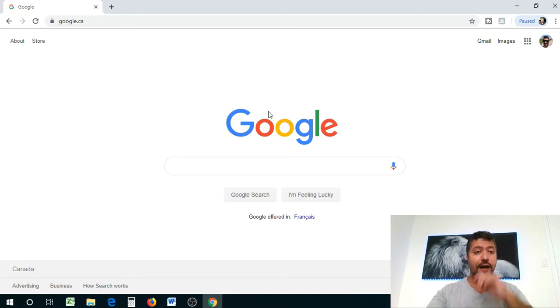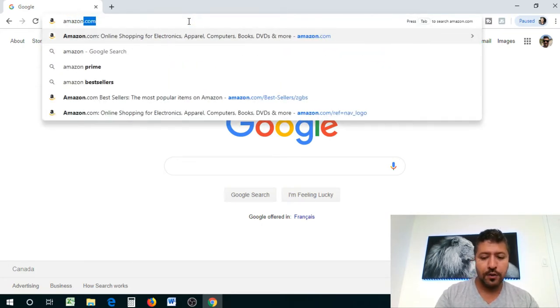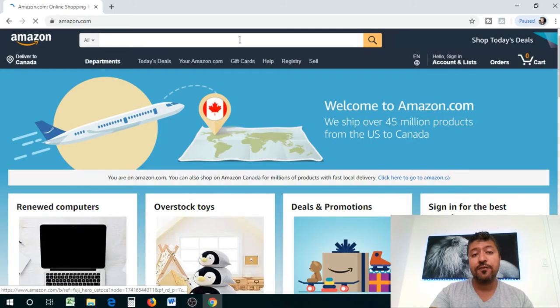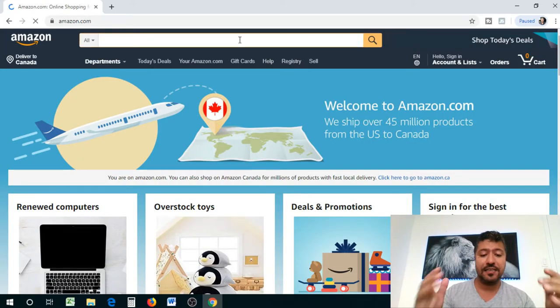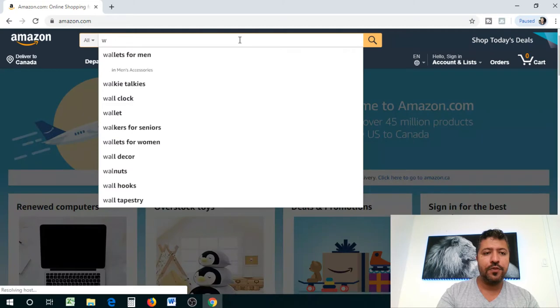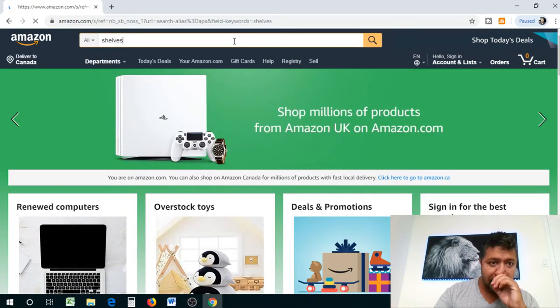So I have Google here, so let's go to Amazon. We'll go to Amazon.com. All right, so let's take a look at some of the high quality listings I want to show you guys. So I usually start with a category like, not even wall shelves. Let's start with shelves, okay? Let's see what comes up.